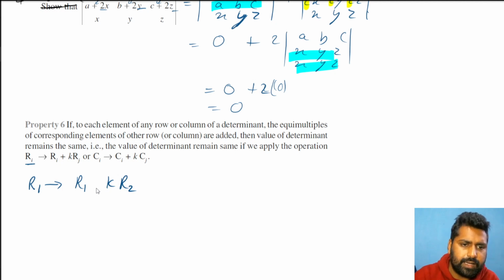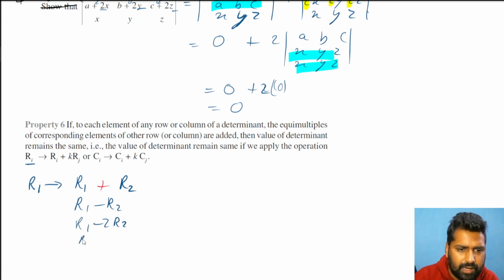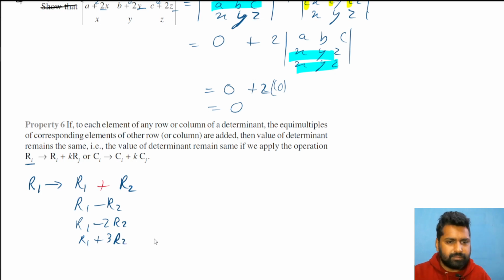Like I can do R1 plus R2 also. I can do row 1 goes to row 1 minus, we can do subtraction of rows also. We can do R1 minus 2R2 also, R1 plus 3R2 also. It's freedom. You can do anything. It won't affect the value of the determinant. We can transform the row. But remember, this factor will be with R2 only.